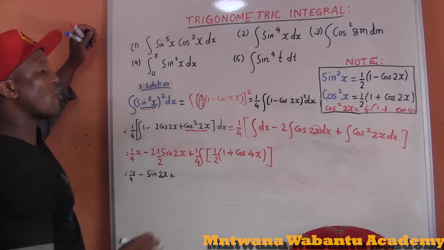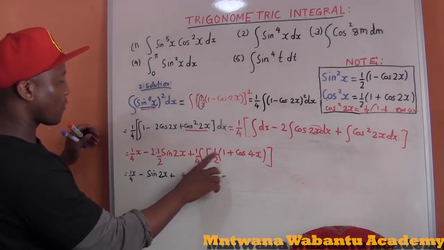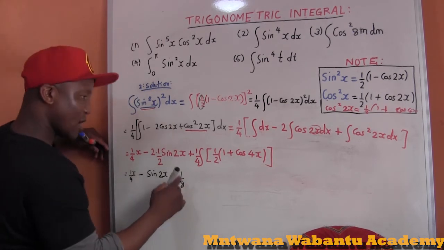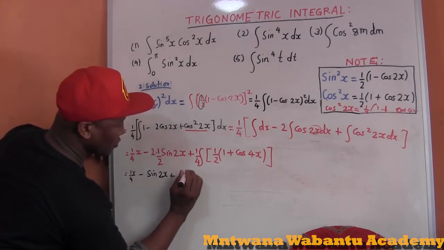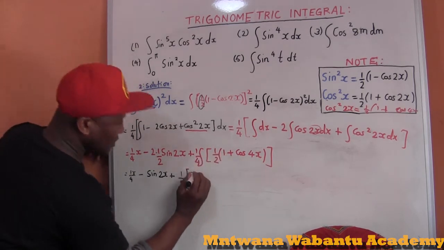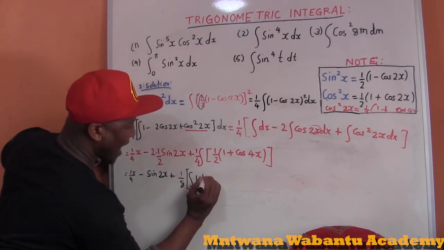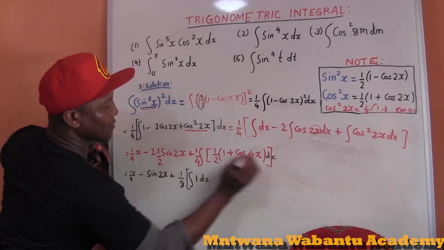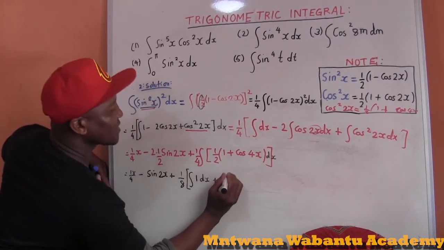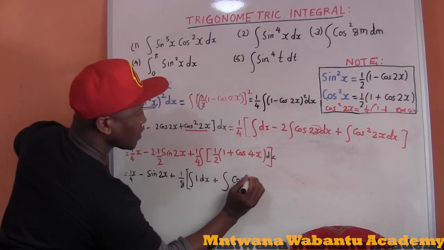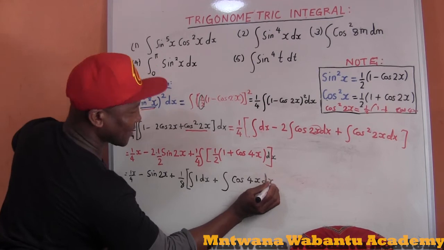So this can go to the back. 1 over 4 times a half is 1 over 8, and there's an integral bracket of 1 dx, plus the integral of cos of 4x dx.